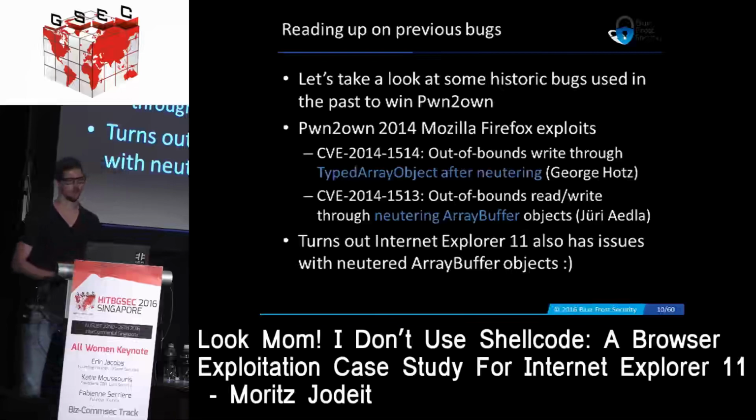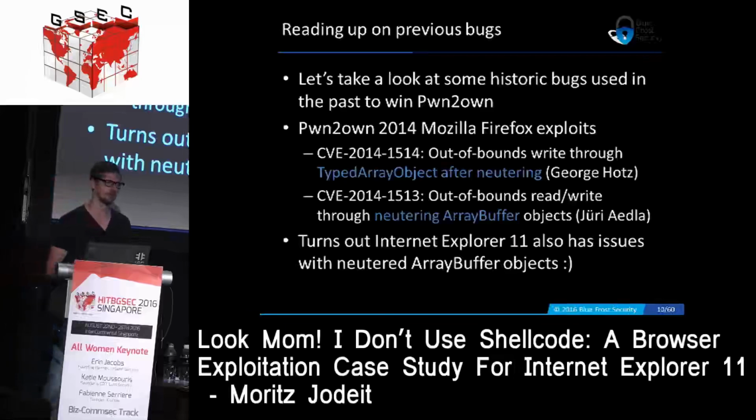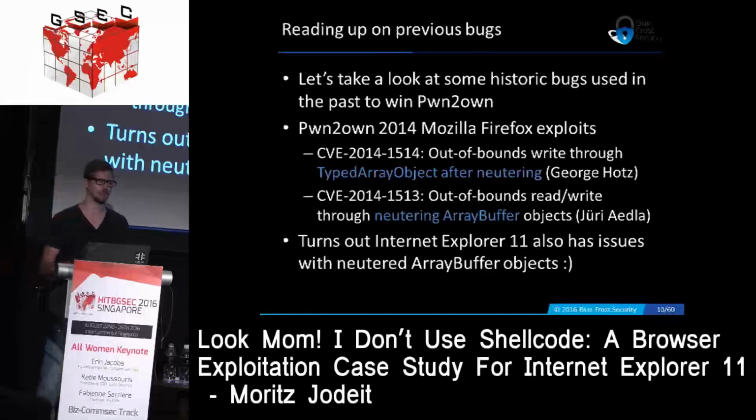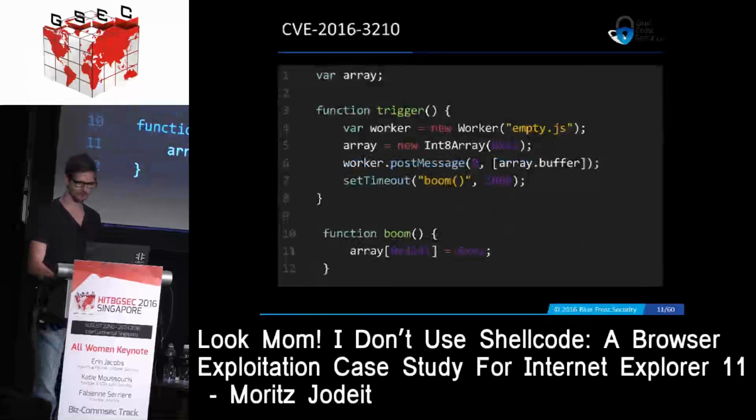The first one, exploited by GeoHot, was a bug where the bug description says out of bounds write through typed array object after neutering. And the second bug, exploited by Juri Edler, was also related to neutered array buffers. So it looks like this whole neutering concept seems to be error prone and hard to implement. We were looking into these techniques and technologies to see if maybe IE11 had some issues as well. And it turns out, yes, they do.